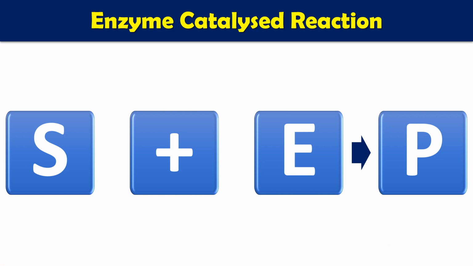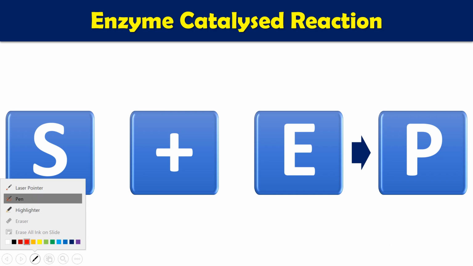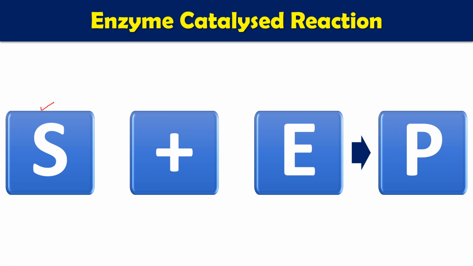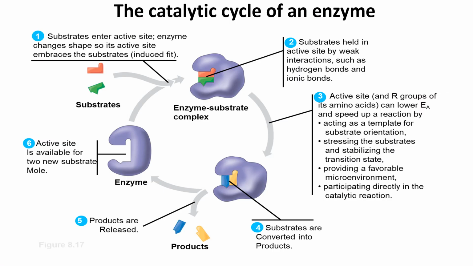In an enzyme catalyzed reaction, normally we have a substrate. This substrate binds to the active site of the enzyme, and ultimately we are going to have product formation. So the substrate binds on the active site of the enzyme, and as a result we get product, and the enzyme will be unchanged. This is the whole cycle of how an enzyme catalyzed reaction works.